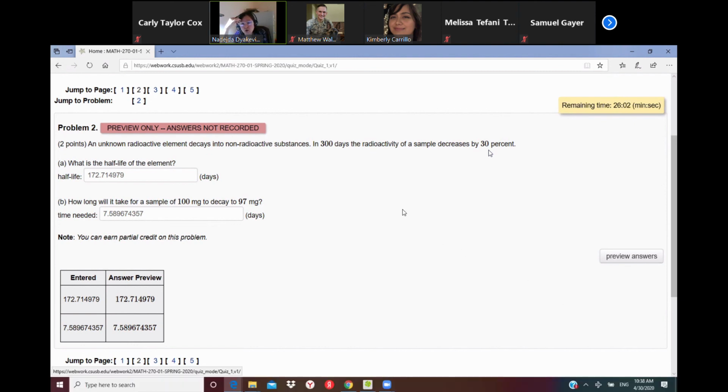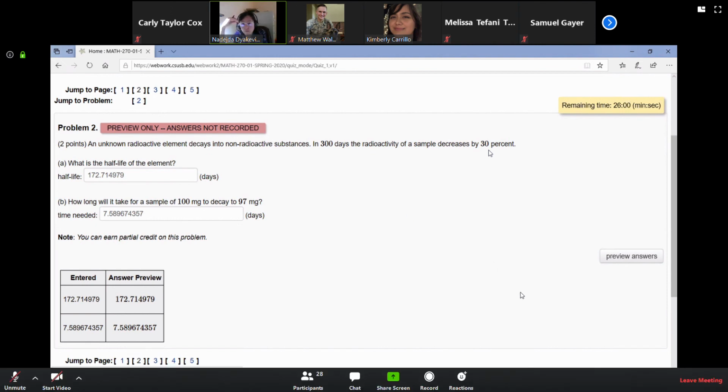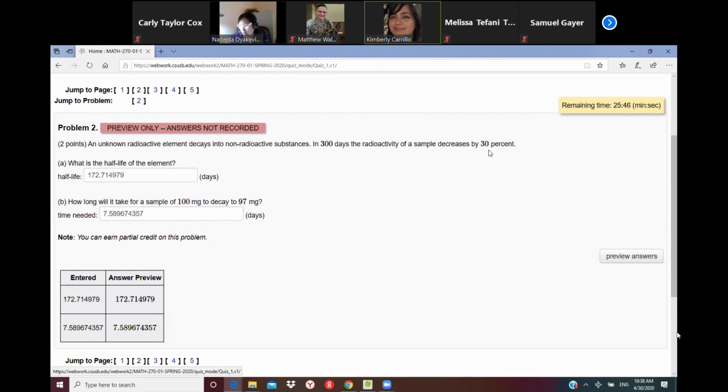So I think we interpreted this wrong. What I wrote here in my problem, let me see again. The radioactivity decreases by 30%, so that means only 70% left. Is this correct? I believe so, yeah. You're right. The whole problem is wrong now. Sorry about that. Yes, I solved it wrong.